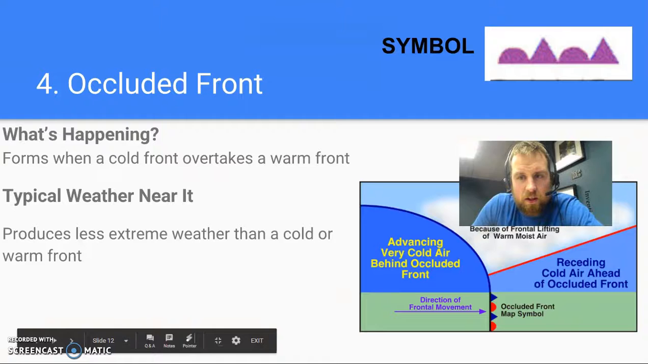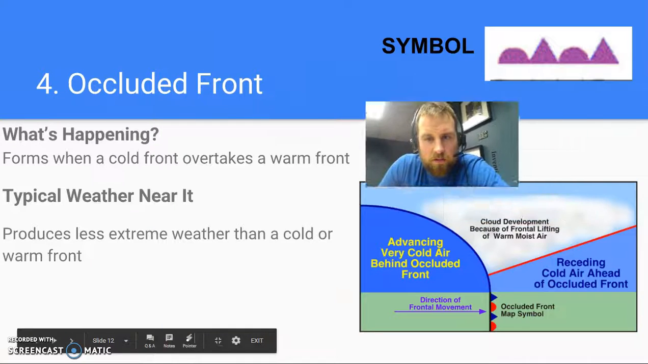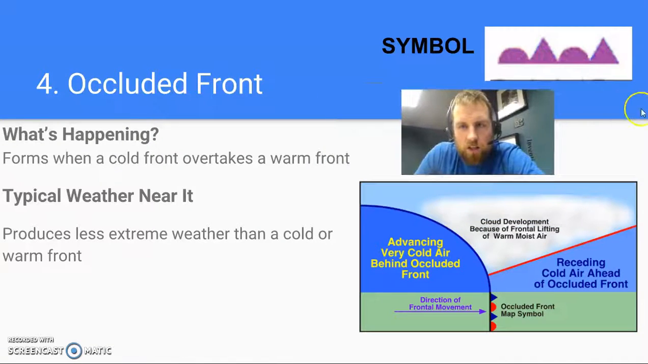Okay, next one is called an occluded front. So in an occluded front, make sure your symbol looks like this. It's kind of a weird triangle and half circle. So you have a half circle and then a triangle and then a half circle and then a triangle. These are kind of interesting fronts where there's a weird mix of warm and cool air.